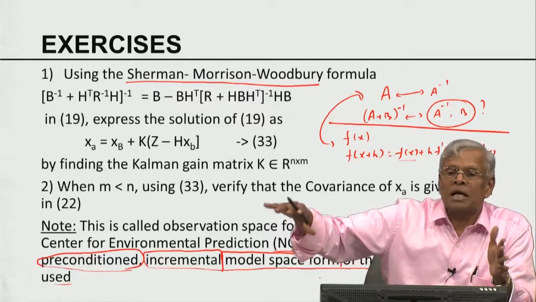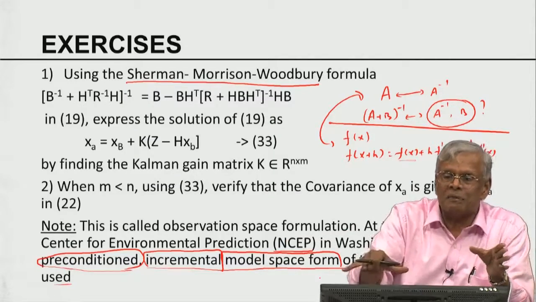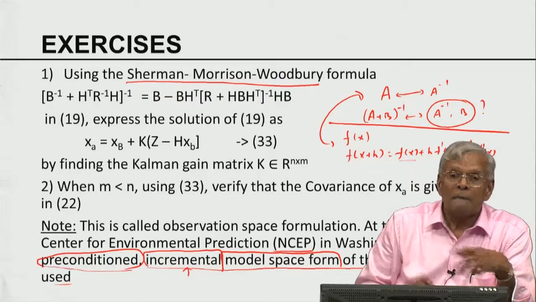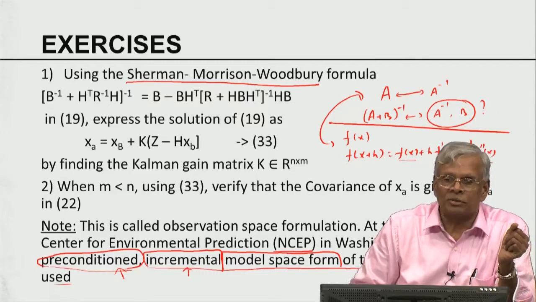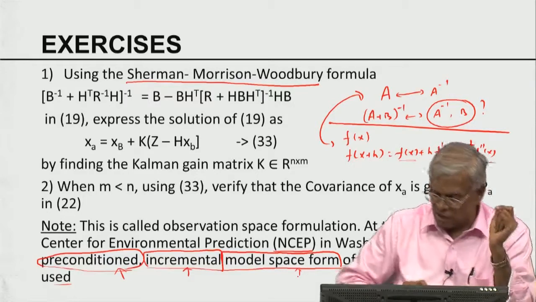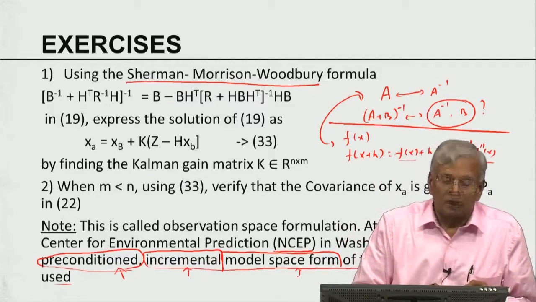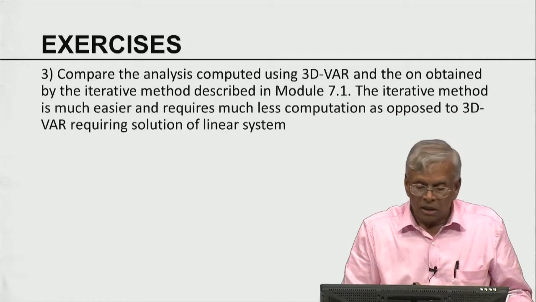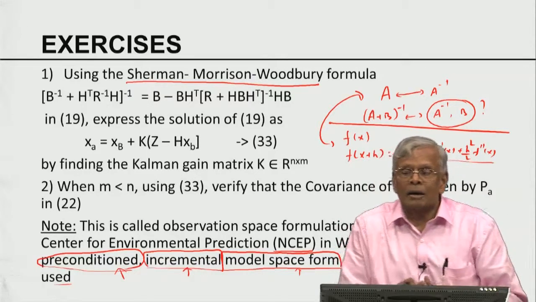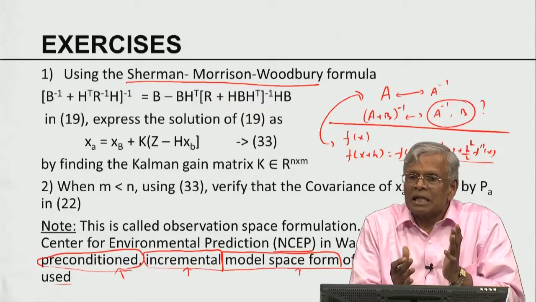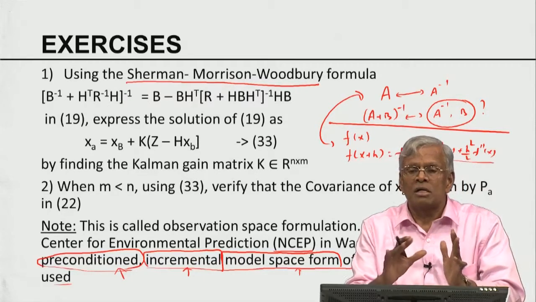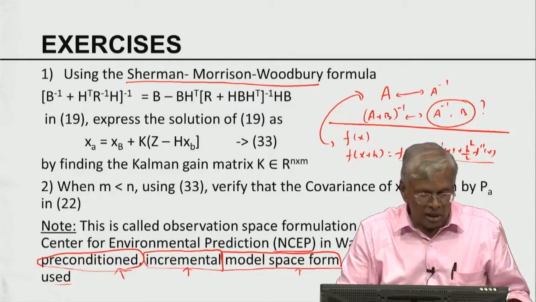I would like to be able to express the analysis, the posterior, as background plus an increment. It is that increment in this incremental formulation that is being computed. That is what we have expressed. Because of the computational problem, they use the preconditioned version. And they also use the model space formulation. So, model space formulation of the spectral model, preconditioned increment, as opposed to NCEP, in NASA they use the observation space formulation. So different places develop programs and systems in different formulations because of their belief for the targeted applications in mind.